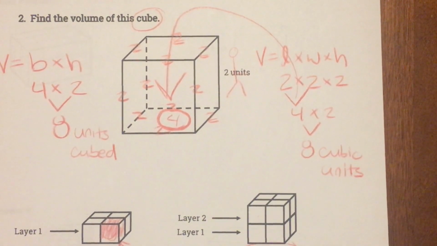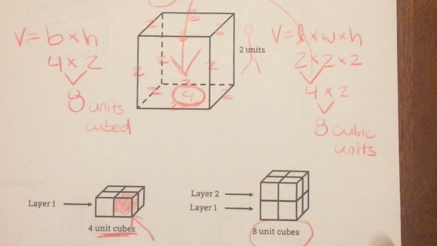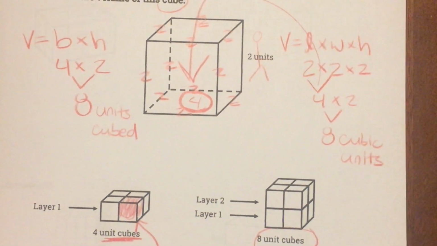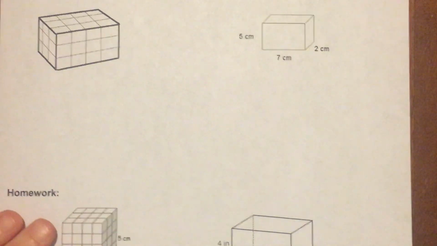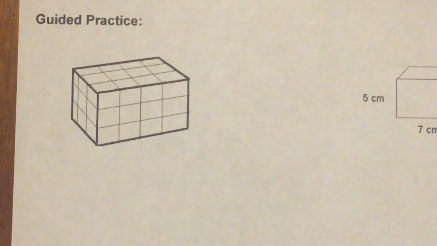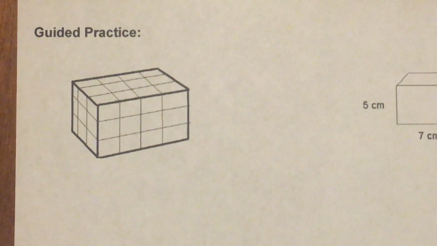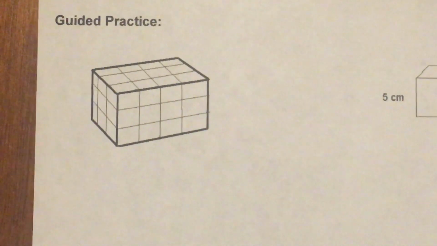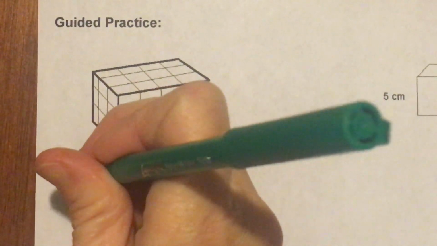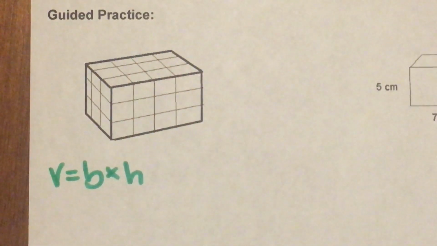Okay, let's actually try some together. We're not going to do this part. We're going to jump right into our formulas. Okay, here's our first one. So we're going to start with our first formula, which is volume equals base times height. So step 1 is we write our formula. Step 2 is we fill in our numbers.